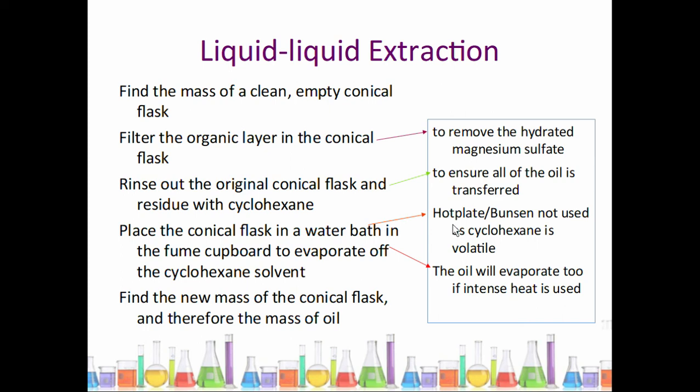If we were to use a hot plate or a Bunsen burner, it would also cause the oil to be evaporated off as well. It would heat up the oil and evaporate that off too. We then find the new mass of the conical flask, and by subtracting the mass of the empty conical flask from that, we can get the mass of the oil.